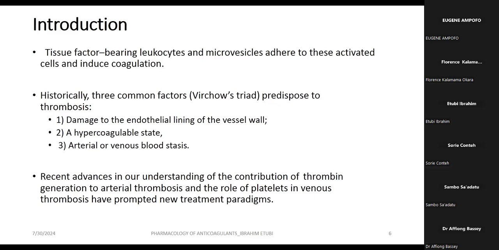induce coagulation. Like we remember in the Virchow's triad, which is of historical significance, a major predisposition for thrombosis includes three things: endothelial damage, hypercoagulability, and venous or arterial stasis. And recent advances in understanding of the contribution of thrombin generation to arterial thrombosis and the role of platelets in venous thrombosis have prompted new treatment paradigms.